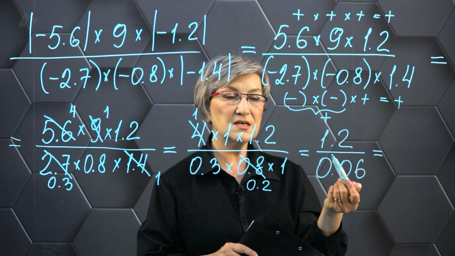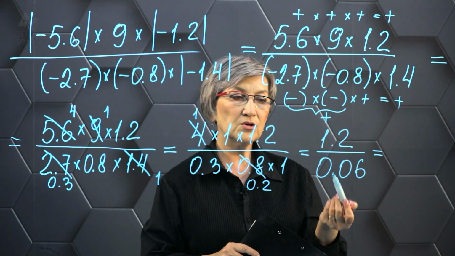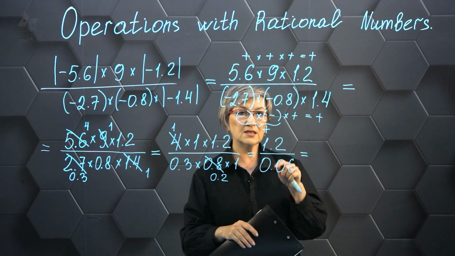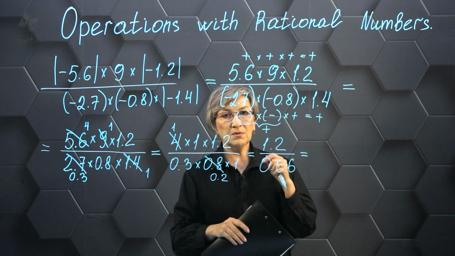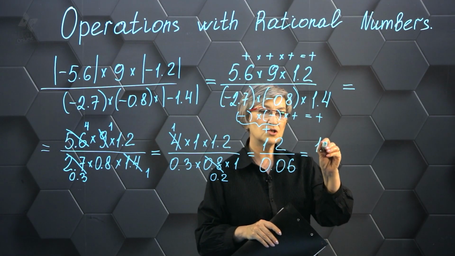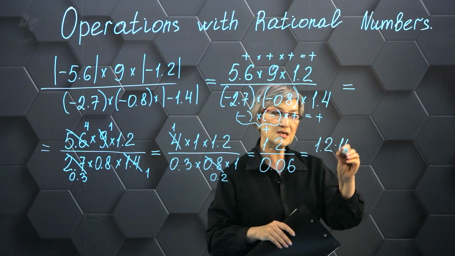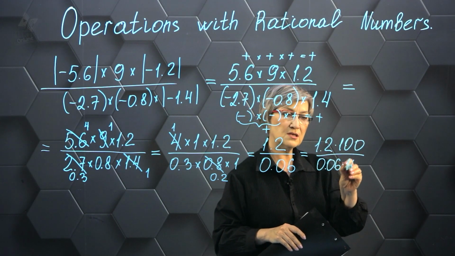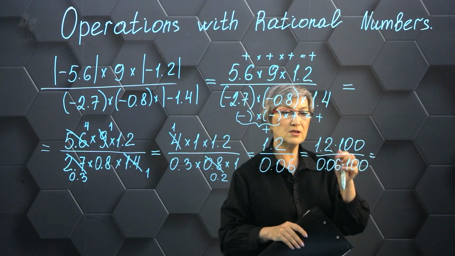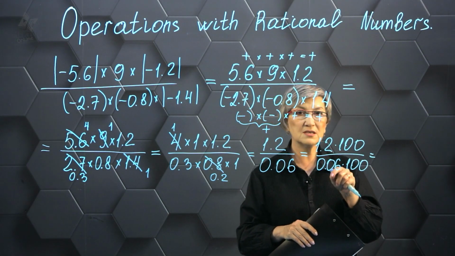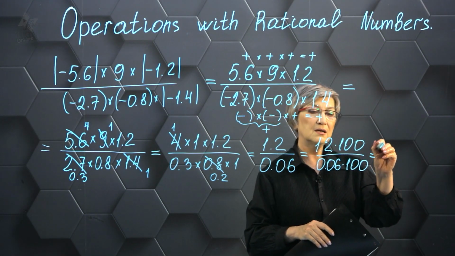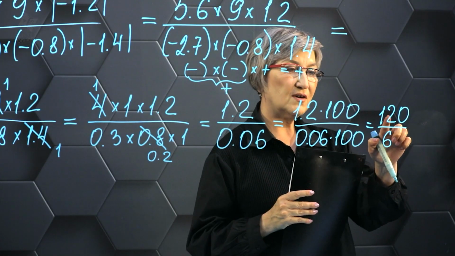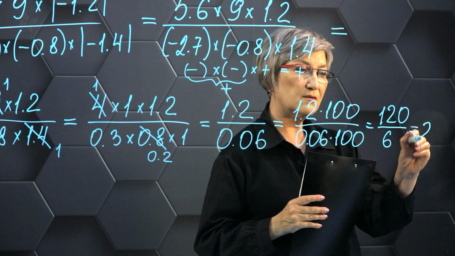And now we're going to divide the number 1.2 by the number 0.06. In order to divide 1.2 by 0.06, we can multiply 1.2 by 100 and 0.06 by 100. Why am I doing this? To get rid of the decimal point. And then I need to divide the number 120 by 6. 120 divided by 6 equals 20.